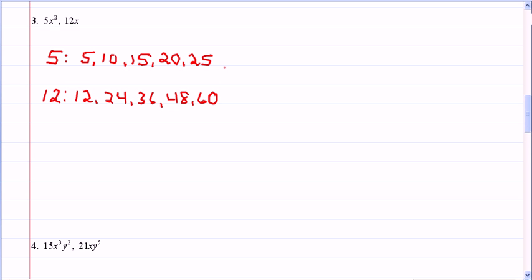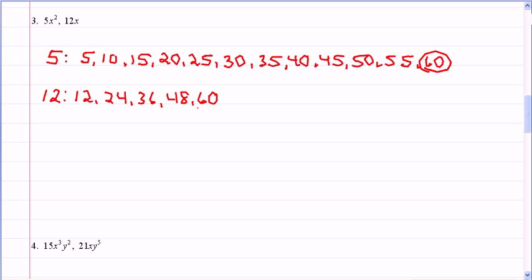I don't have any numbers in common yet, so I take the list that ends with the lower number and continue out 5 more. And 5 more, I still don't have a match, but I can extend this out 2 more, and I end with 60, and 60 is the smallest number that 5 and 12 have in common. So far, my least common multiple is equal to 60.